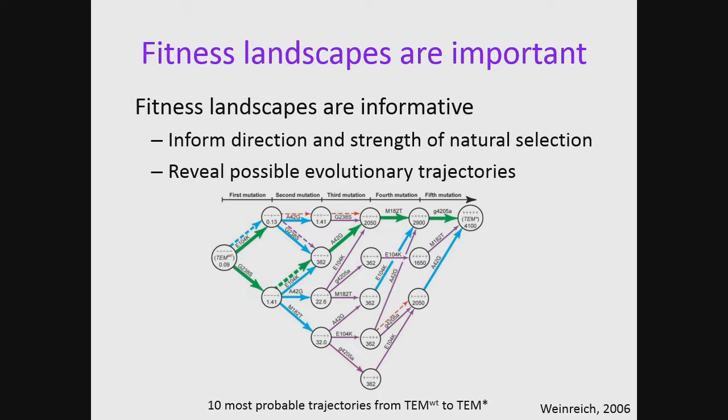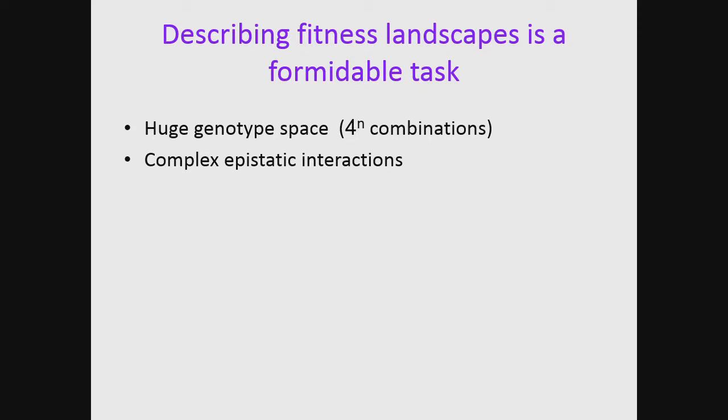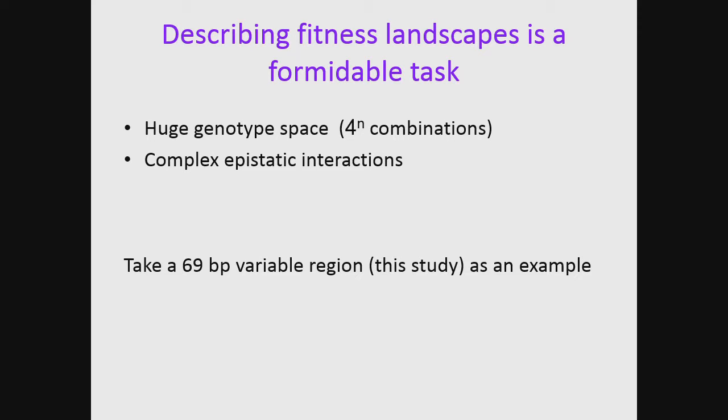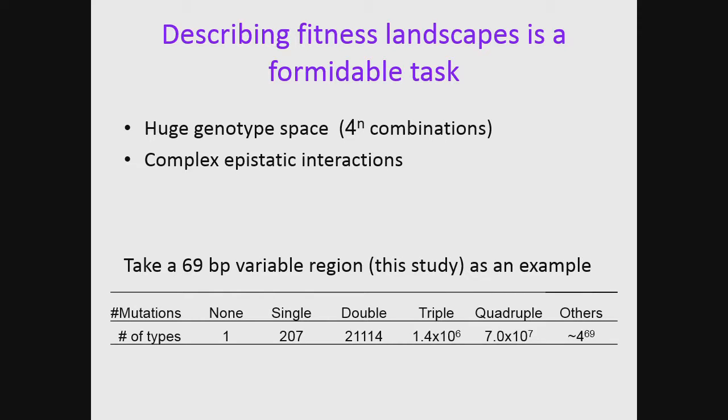A previous study has found that among the 120 trajectories leading to 5 mutations, only 18 of them are accessible. Although they are very important and informative, describing fitness landscapes is a formidable task because of the huge genotype space and complex epistatic interactions. Take a 69 base pair variable region as an example, which is the length we use in this study. It will be one wild type, 69 times 3, which is 207 single mutants, over 20,000 double mutants, 1.4 million triple mutants, etc.